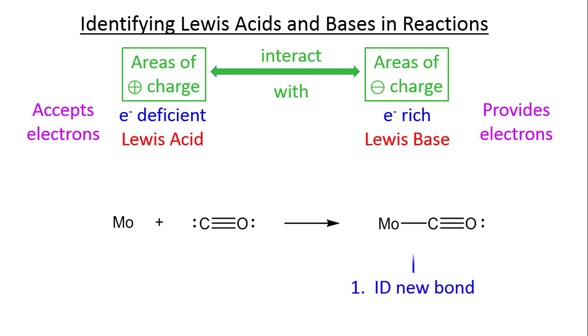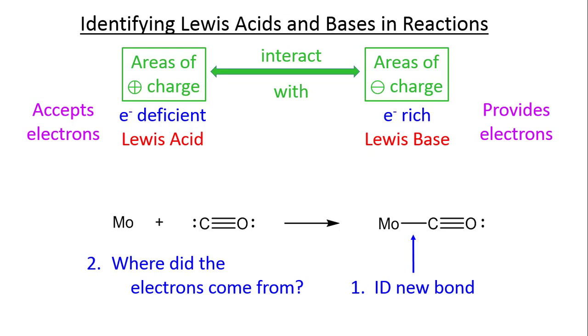First, we identify the new bond that forms. It's the molybdenum-carbon bond. Second, we ask who provided the electrons for the new bond. Where did they come from, molybdenum or carbon? Hopefully you can see that the lone pair that started on carbon ended up as the shared pair between carbon and molybdenum. Carbon maintains its octet through the reaction.